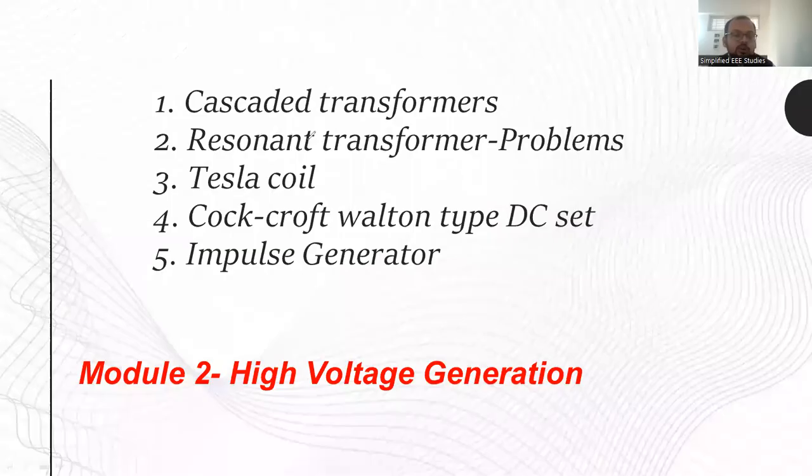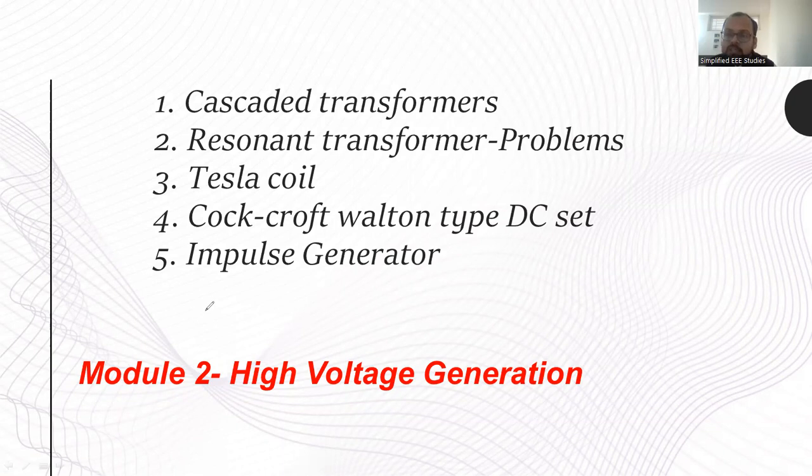Students, moving on to module 2, you will be learning about the different methods of production of high voltage AC, high voltage DC, and impulse voltage. One important topic from high voltage AC is how to generate high voltage AC using cascaded transformers. You may expect that.